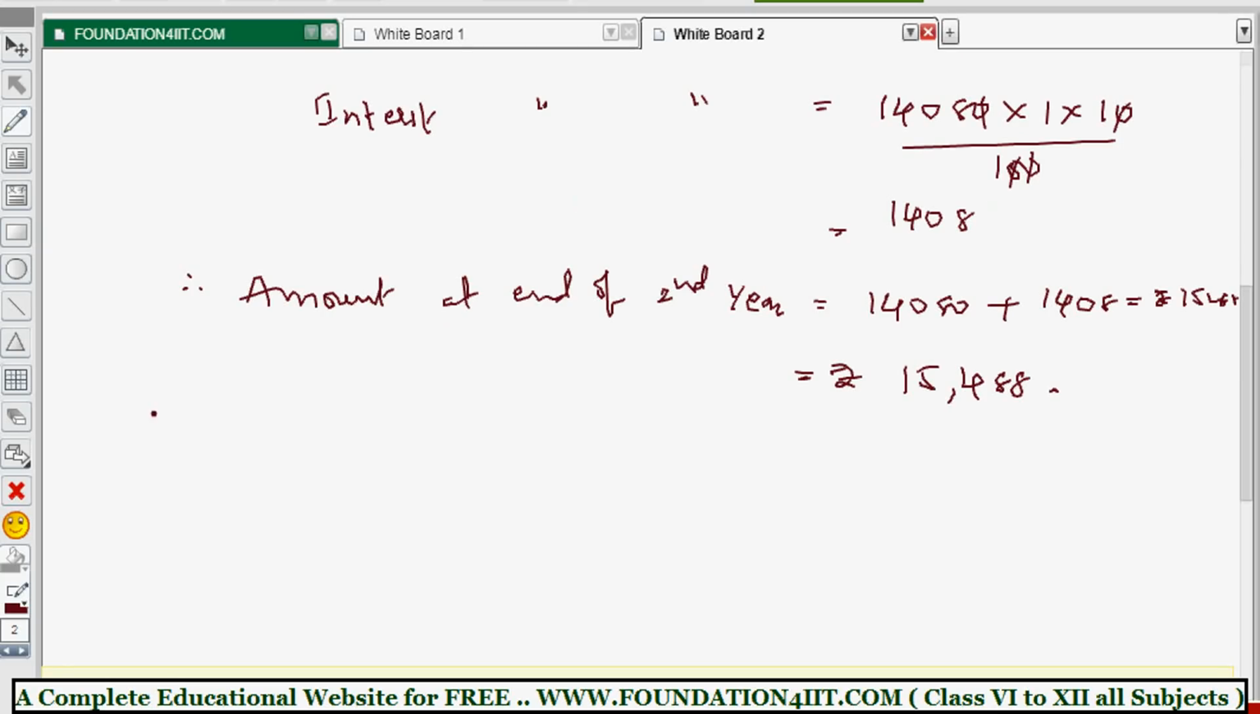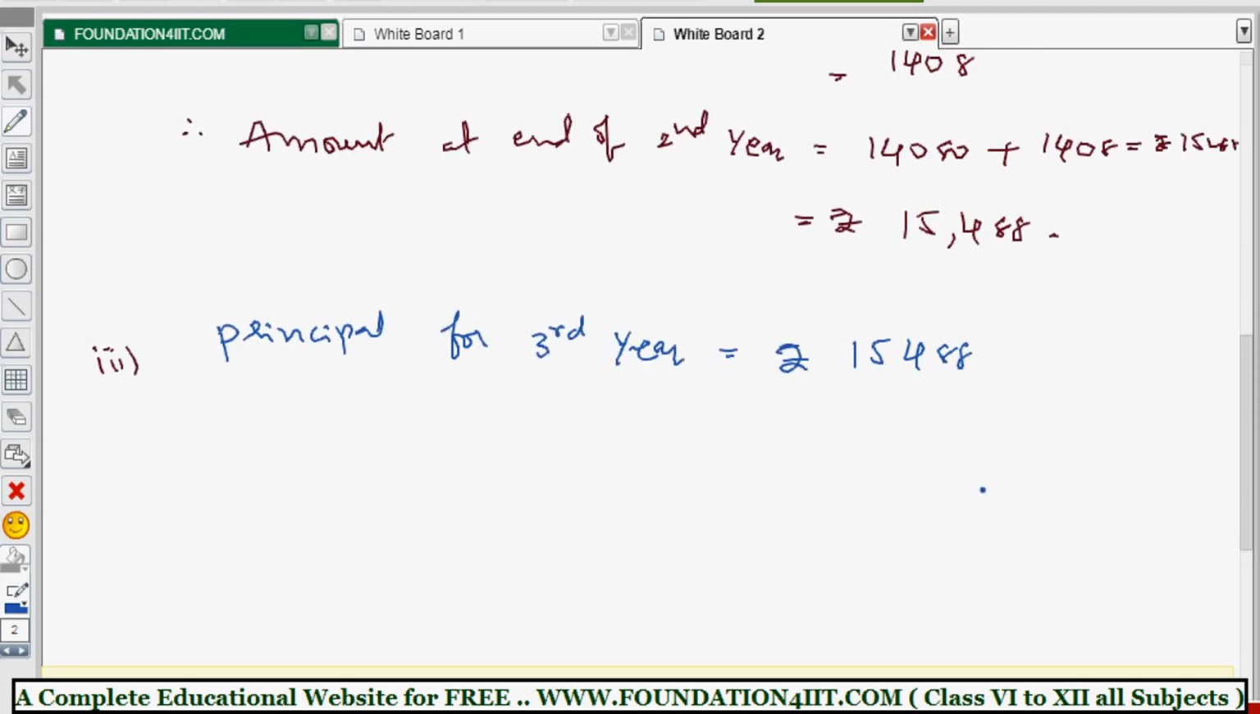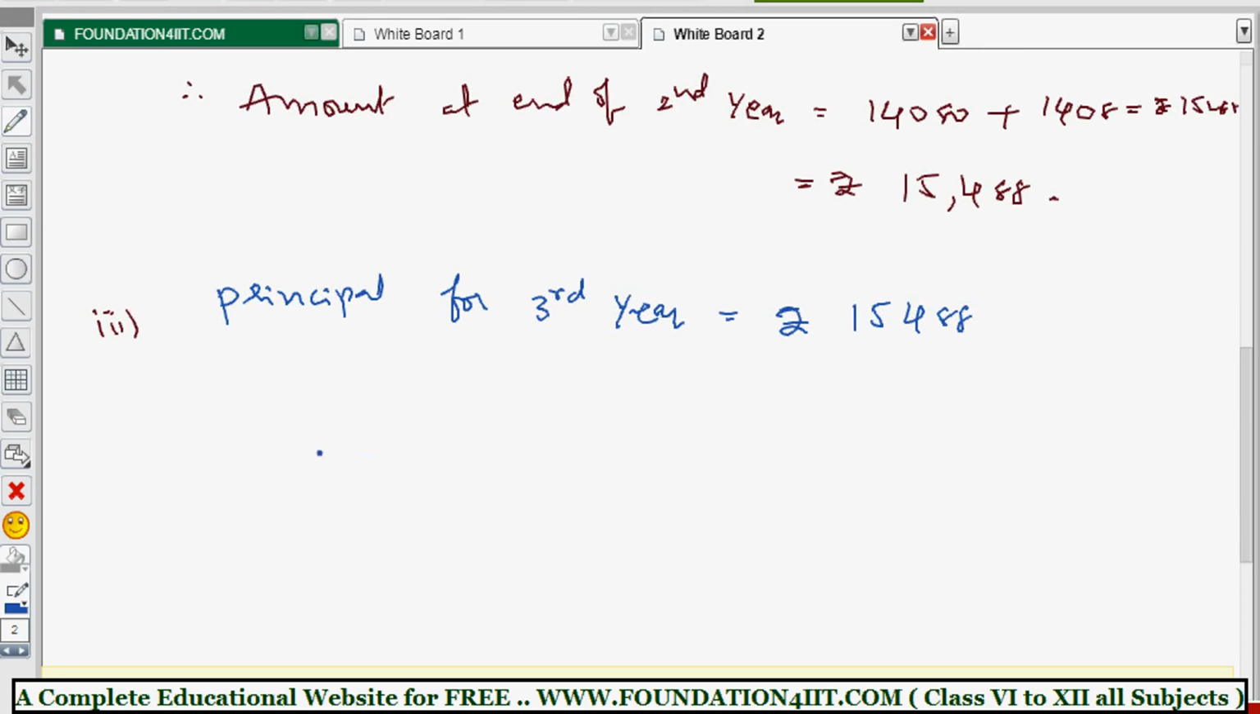Okay, when you want to find the final amount at the third year, the third year principal you need to find out. So the amount at the end of the second year is nothing but the principal for the third year, right? Therefore, the principal for third year is whatever total amount we got at the end of the second year. That is 15,488. Yes. And now you can find out the interest for third year.